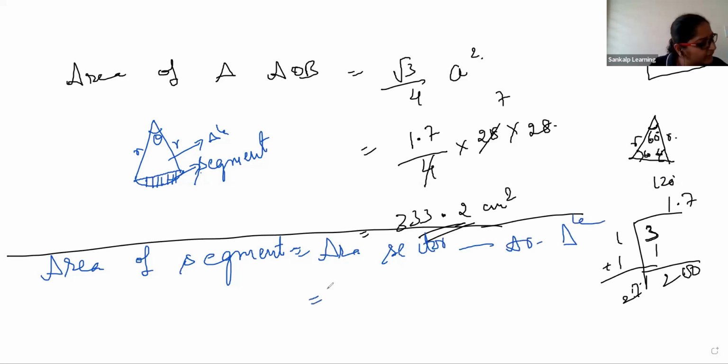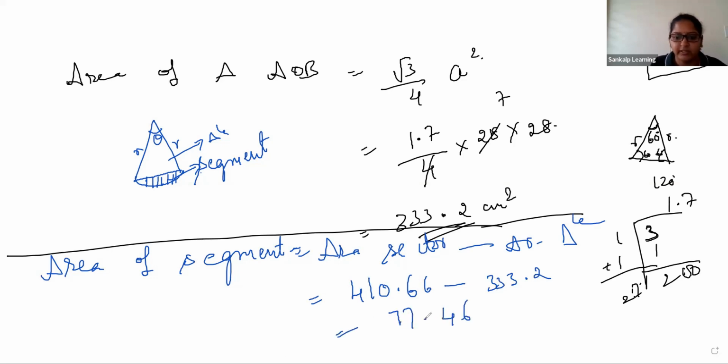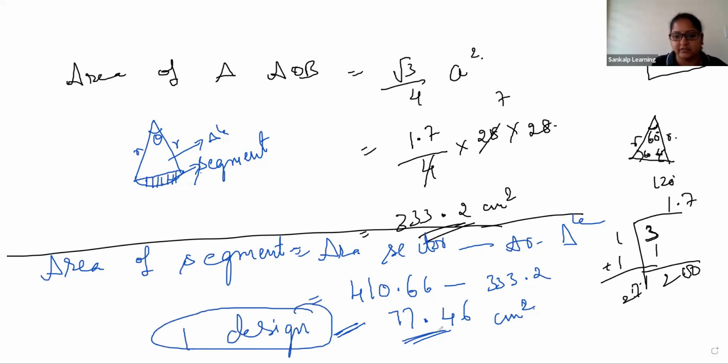So what is the area of the sector, children? We already got it. It is 410.66. What is the area of the triangle? It is 333.2, correct? If we subtract this, we get 77.46 centimeter square. Understood? So this is only for one design, right? For one design segment, the area is 77.46.